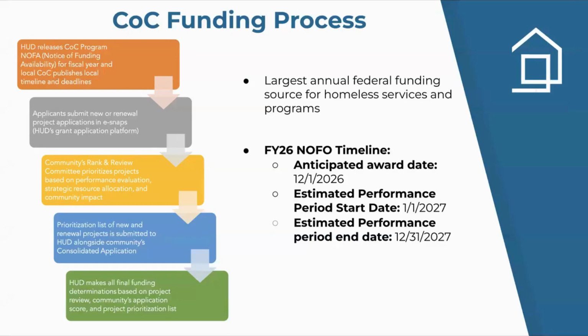Once those applications are submitted to us, then we facilitate the rank and review committee, and that is made up of individuals who are part of our governing council, as well as community members that are selected to review all the applications and prioritize those projects based on performance evaluation, strategic resource allocation, and community impact. They then develop a prioritization list of new and renewal projects, and that is submitted to HUD along with the big collaborative application that Community Alliance for the Homeless puts together on behalf of our community. Then HUD makes all final decisions based on project review, the community application score, and the project prioritization list.